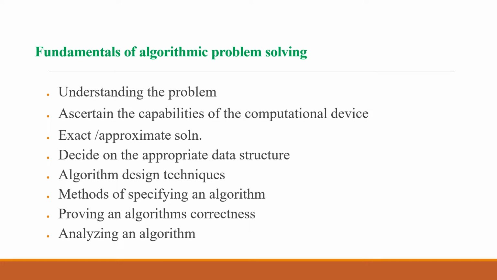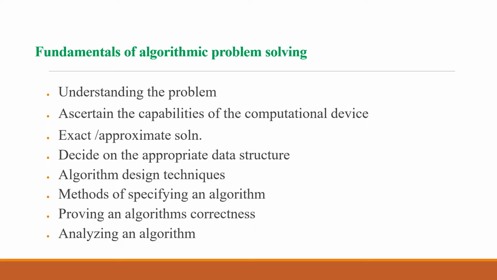Then we go to the third one, exact and approximate solution. First, there are important problems that simply cannot be solved exactly for most of their instances. Second, available algorithms for solving a problem exactly can be unacceptably slow because of intrinsic complexity. So there are two solutions here: one is an exact solution, and the other is an approximate solution.